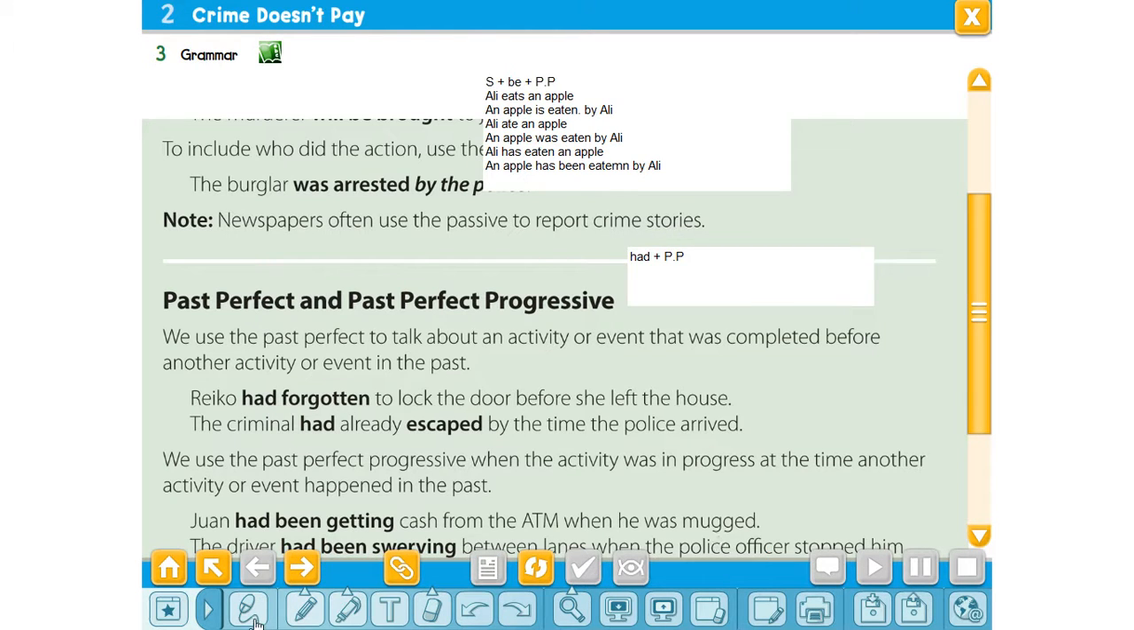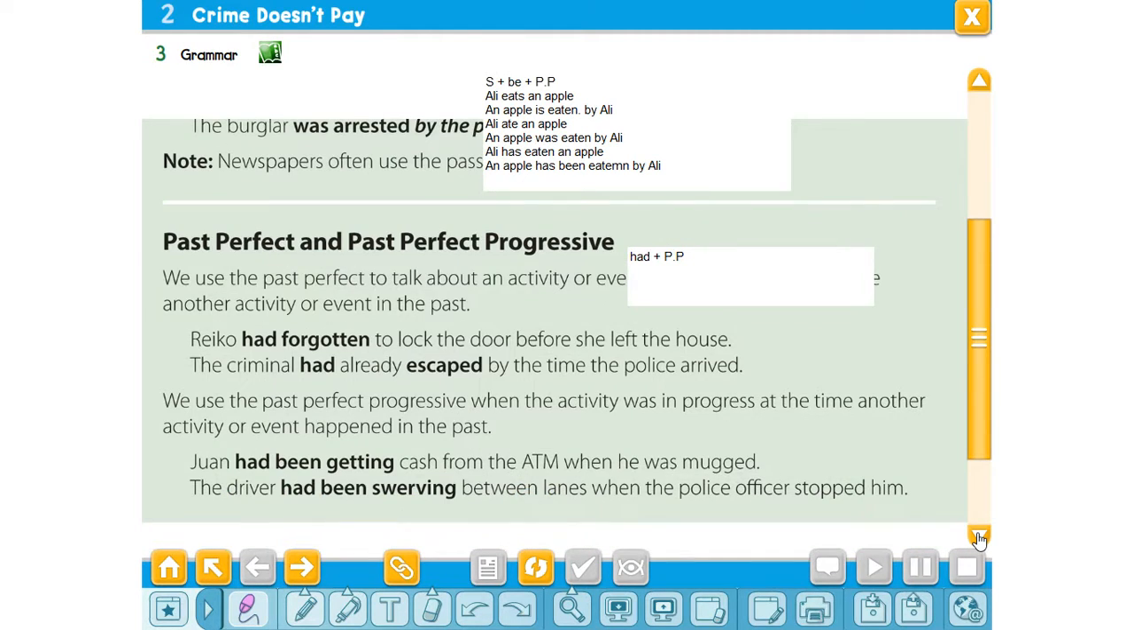Next we have the past perfect progressive. This is the second tense that we have here. We use it with had plus been, then we have ing. When do we use it? We use the past perfect progressive when the activity was in progress at the time another activity or event happened in the past. We can say Juan had been getting cash from the ATM when he was mugged.